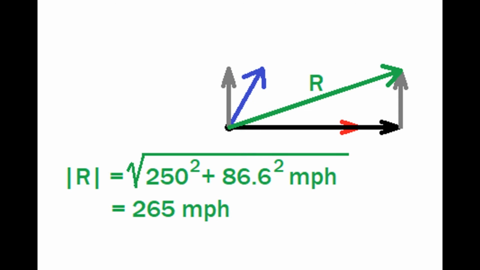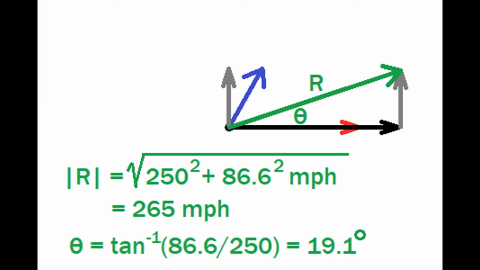And so this thing is going 265 miles an hour, and we just need a little bit more trig to get the angle. That angle we can use arc tangent. You can really use arc sine, cosine, or tangent here because we know all three sides of the triangle. So I used arc tangent here of opposite over adjacent, 86.6 over 250. The arc tangent of that number is 19.1 degrees, and that is our answer. And that is how you do it.